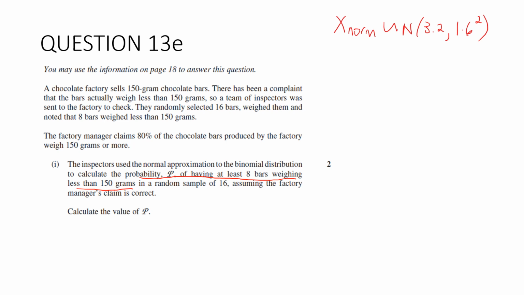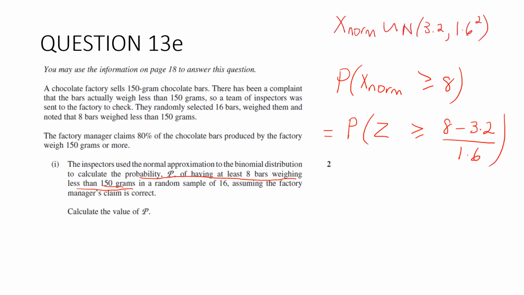So we want to work out the probability of having at least 8 bars weighing less than 150 grams. In other words, the probability that X norm is going to be greater than or equal to 8, because remember I made success being that they weigh less than 150 grams. So we're going to use a z-score. It's going to be the probability that Z is greater than or equal to (8 take away mu) on sigma. That's the same as the probability that Z is greater than or equal to, let me grab my calculator, 8 take away 3.2 on 1.6, which is 3.